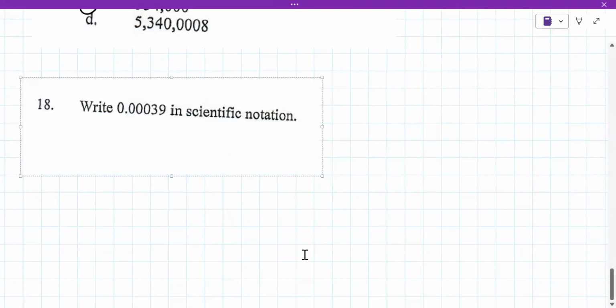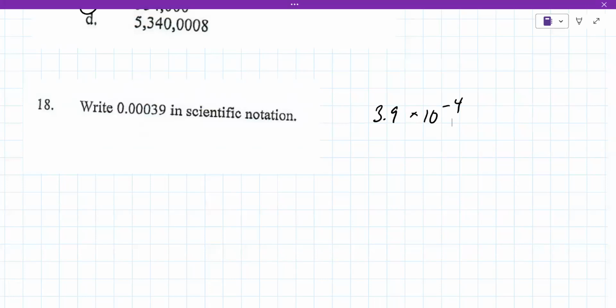3.9 times 10 to the -4. Yes. You got it. Very good. Okay. So we're going to get back to some quadratic stuff.